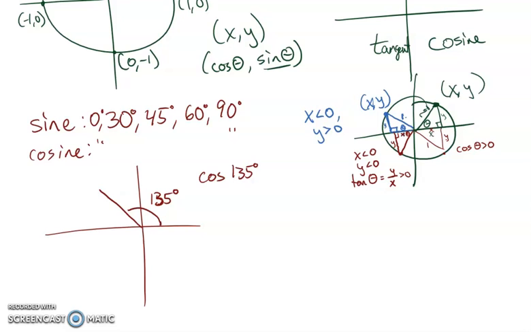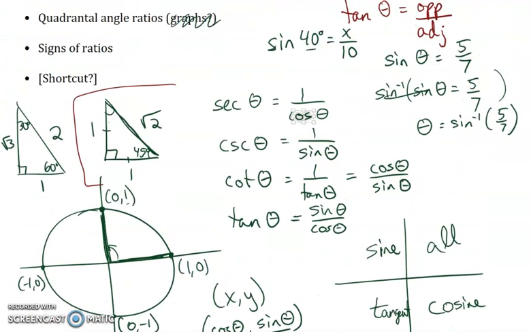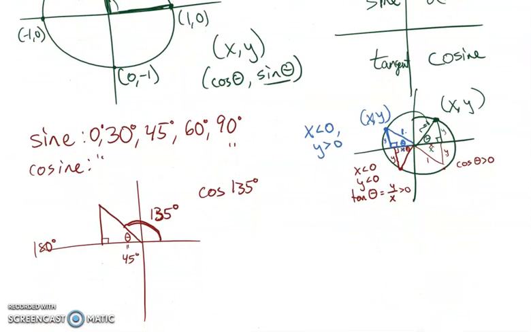What I need to know is that it's in quadrant 2. In quadrant 2, the reference angle here would be 45 degrees because the rest of the way down to 180 would need to be 45. So now I'm thinking 45-45-90 triangle. And then I know that the cosine of 45, based on this triangle right here, is 1 over root 2. So I'm thinking about the ratio 1 over root 2.